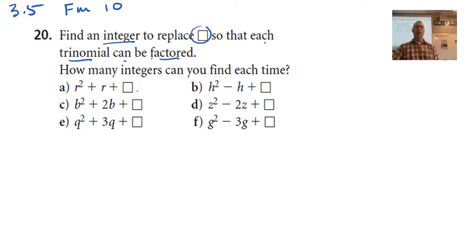In a trinomial that can be factored, we need two integers that add up to this number, which is a plus 1. So they add up to that number, they combine to get that number, and they also multiply to get this number. Okay? So right now what we're given is a sum of plus 1. So what number plus what other number would equal 1? Any two numbers you can think of that add up to 1?